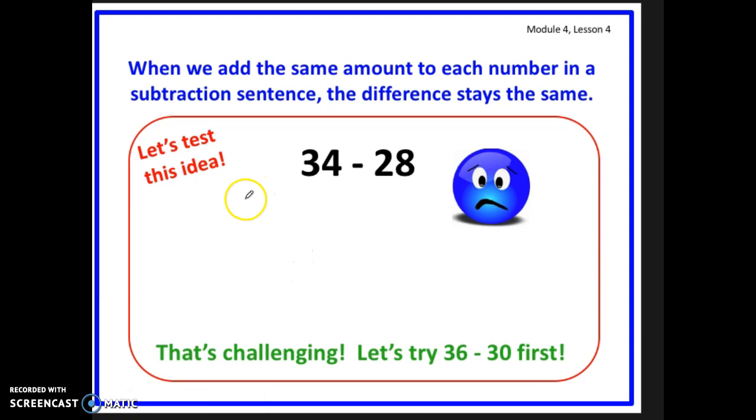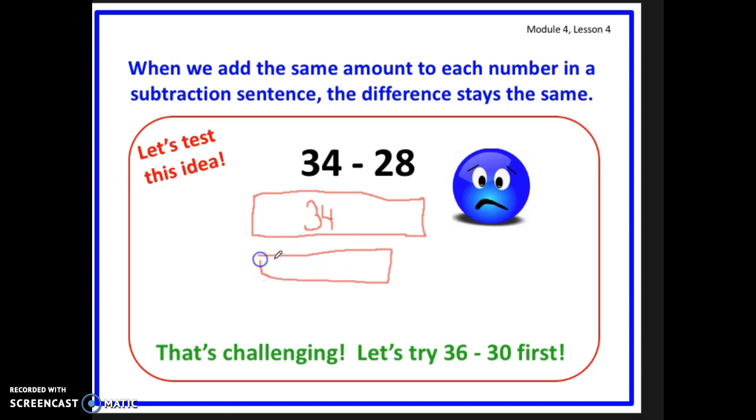So I want you to follow along with your dry erase board. We're going to just simply make one tape diagram here and we're going to label that 34. Okay, make sure you label it. Right, and then we're going to make another tape diagram to represent 28 right underneath it. And remember, it has to be smaller because 28 is much smaller than 34.